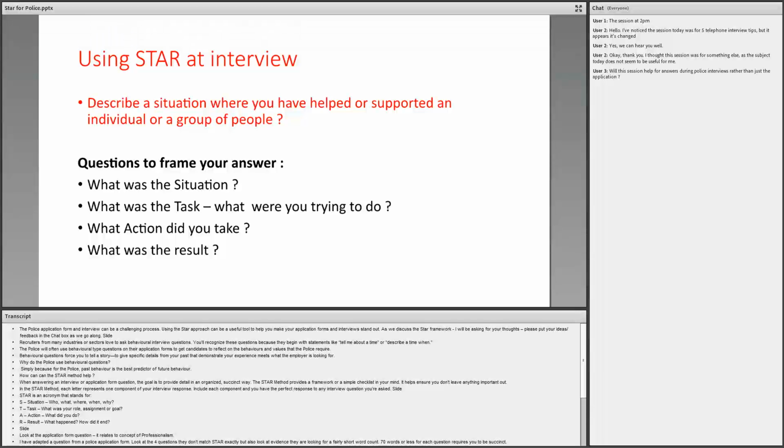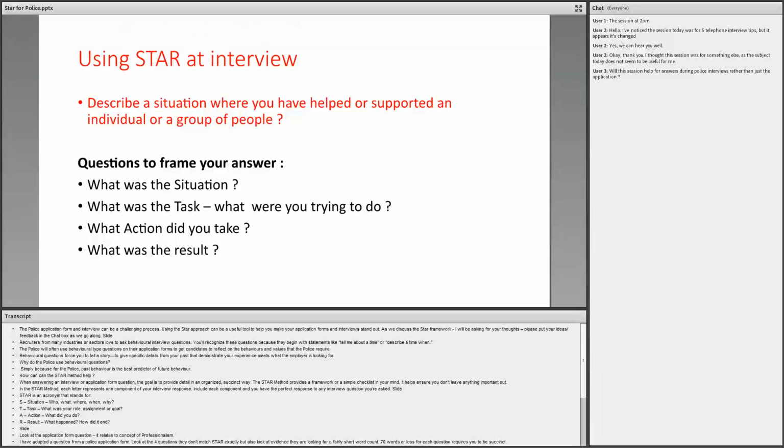Describe a situation where you've helped or supported an individual or a group of people. So this is a fairly straightforward standard question that you might be asked. Below that I've put some thinking to try and get you to think about how you could answer that question using STAR. So what was the situation when you were working with this group of people?